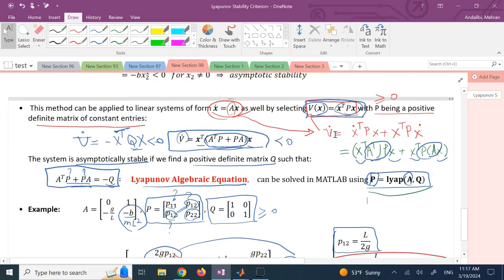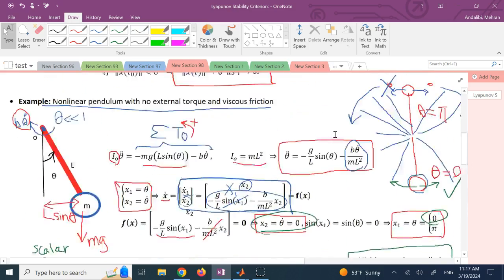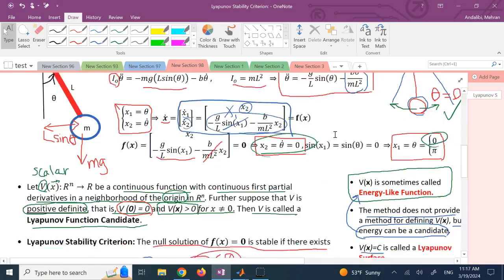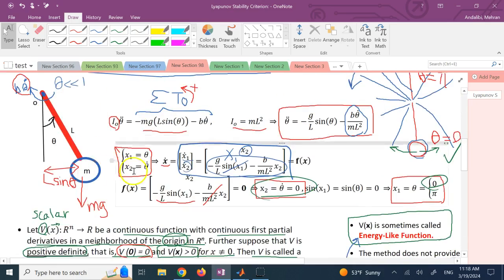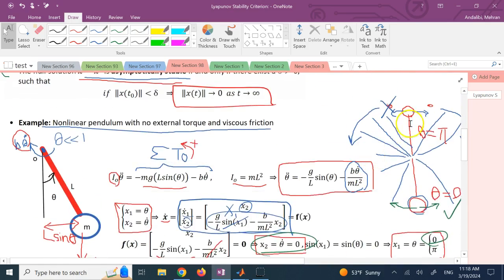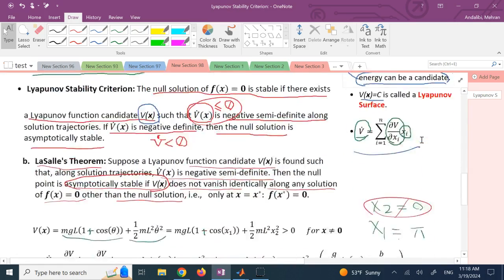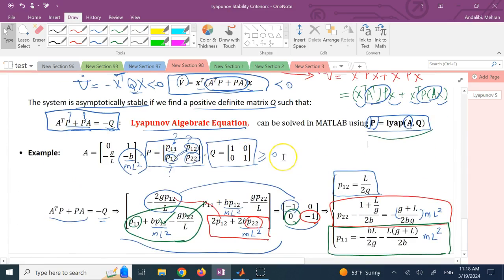So hopefully you saw what Lyapunov stability is and how to use it for a system like the nonlinear pendulum to find the stability or instability of its equilibrium points, and how we can possibly use it in a linear system.